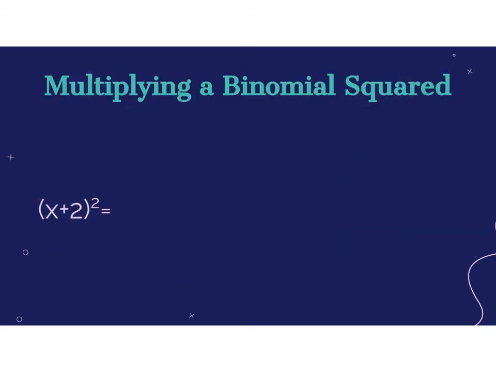Now when we are multiplying a binomial squared, when you have a binomial that's raised to the second power, or really any power, that's just telling you how many times you need to multiply that thing by itself. So if I have the quantity x plus 2 raised to the second power, that really means that I have 2 of this whole thing. So that's x plus 2 times another x plus 2. X plus 2 times x plus 2 ends up being a binomial times a binomial.